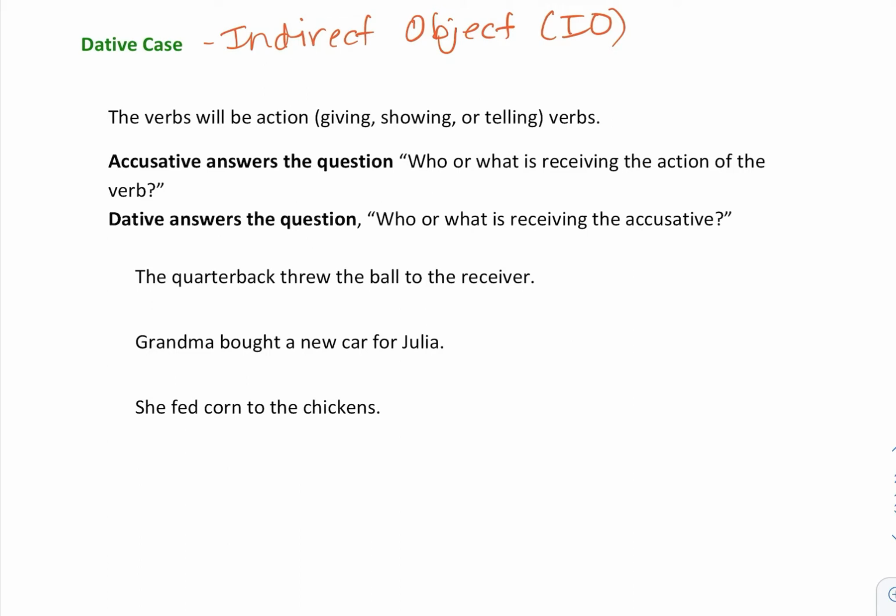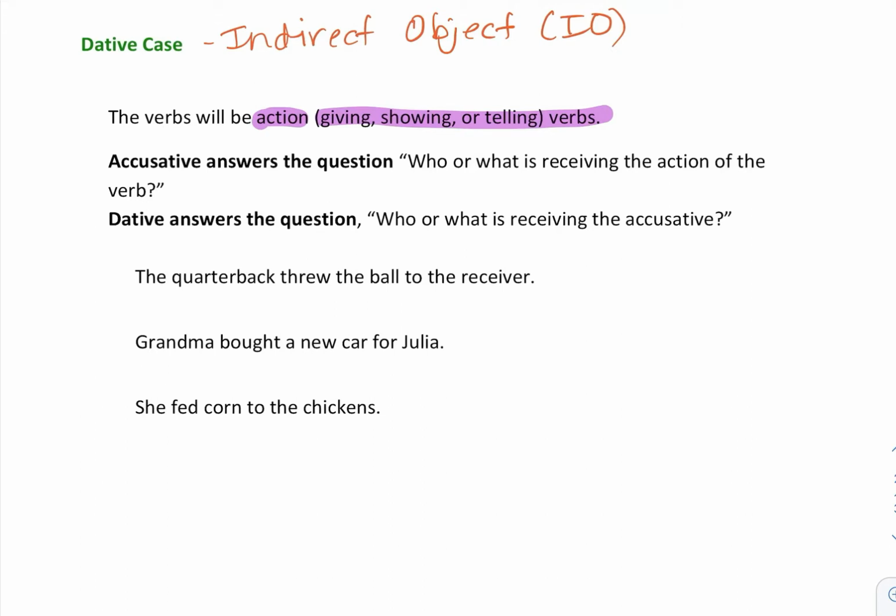And so all these verbs will be action verbs, and they will be giving, showing, or telling verbs. These verbs are introduced to you this week in your vocabulary. So the accusative in a sentence answers the question who or what is receiving the action of the verb. We've talked about this, the accusative being the victim of the verb, or you ask the question who or what is being verbed. It has an accusative. Now the dative answers the question who or what is receiving the accusative. So you can see that you can't have a dative without an accusative, because the dative is directly tied to the accusative.